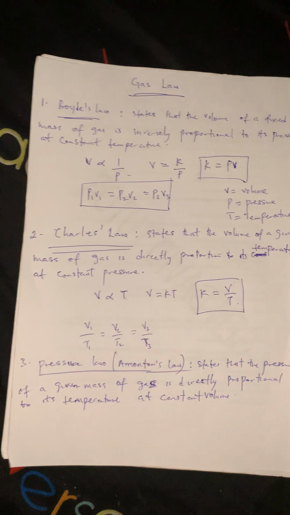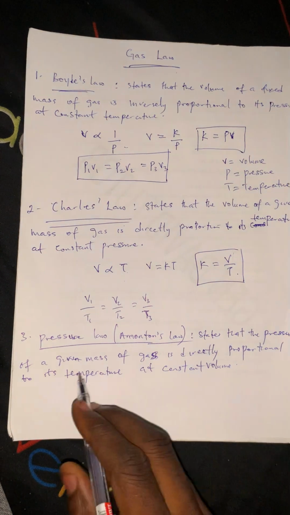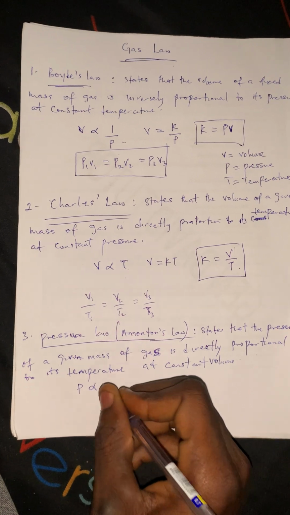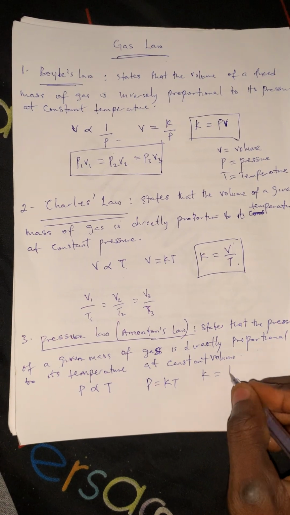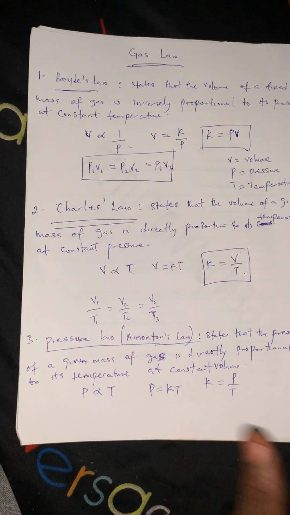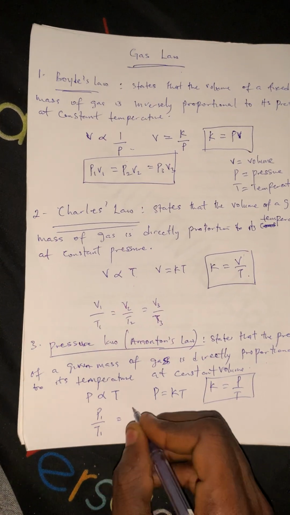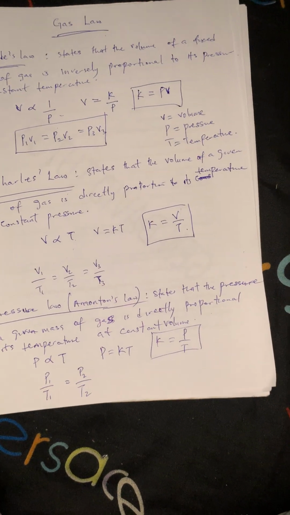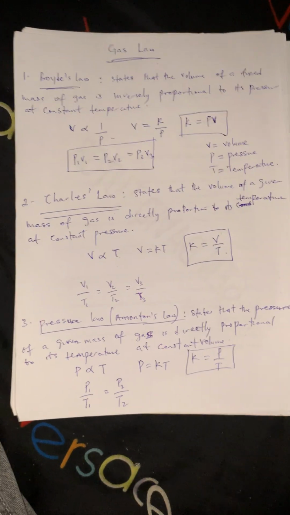Now let's see. Since pressure is directly proportional to the temperature, pressure will be equal to KT. So K will be equal to P over T. We remove the proportionality sign. If you have more than one gas, you have P1 over T1 equals P2 over T2, etc. So if you want to solve any problem, you use the one you are given. So that's it.